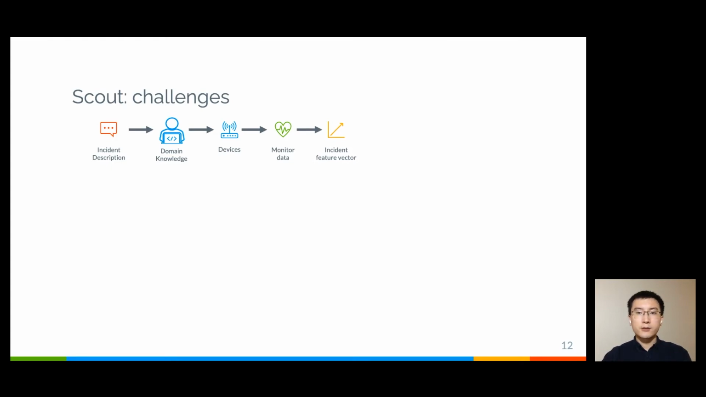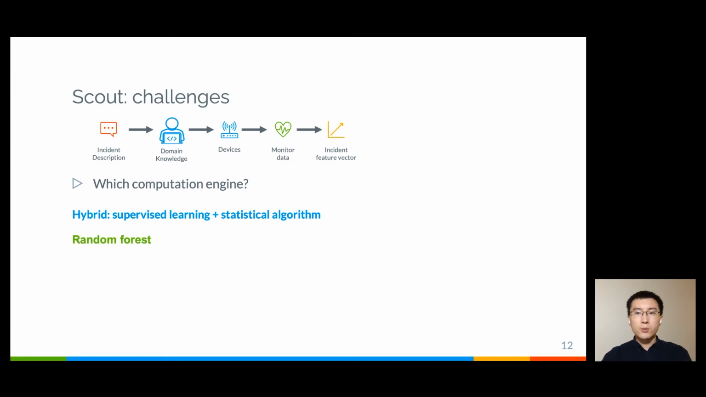After collecting the feature vector, the third challenge is which computation engine do we use? The solution we chose is a hybrid of a supervised learning algorithm and a statistical algorithm. For the supervised learning algorithm, we use the random forest algorithm. It learns based on the historical incidents and related monitoring data and has high accuracy on old or recurring incidents. Another benefit of the random forest algorithm is that it is interpretable. We can provide more insights to the engineer rather than just say yes or no. But because this algorithm is trained on top of historical incidents, it has low accuracy on new or rare incidents.